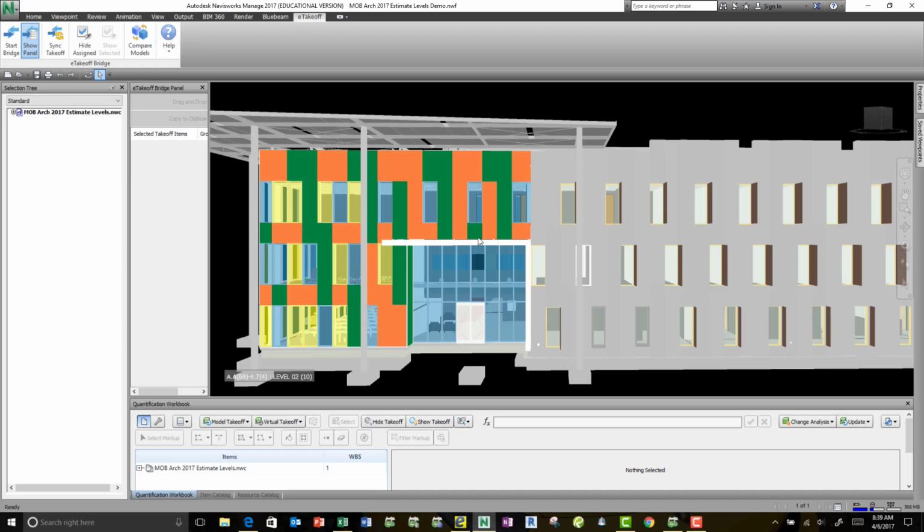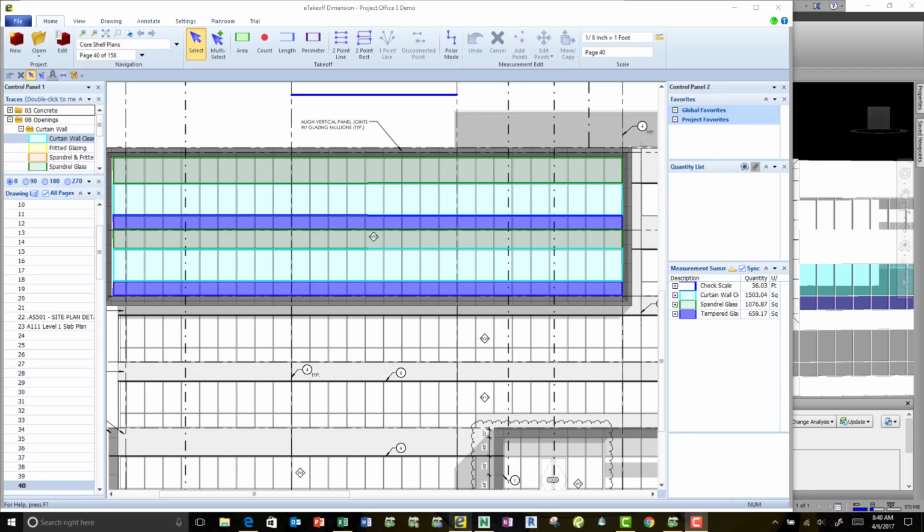The next thing I'm going to do is pull up a project that does have mullions on it, and I'm going to show it to you as well. Give me just 1 second to switch. Okay, here's the next model.